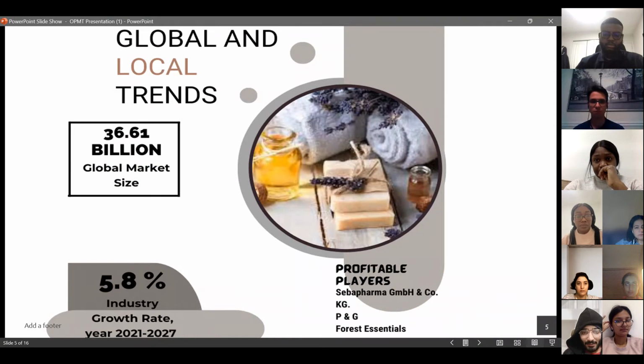We are going to talk about the market size of this industry. The global market size is approximately 36 billion dollars, and the industry is expected to grow by approximately 6%. The major competitors in this industry nowadays are the KG company as well as PNG and Forest Essential. And now I hand over to Comfort.